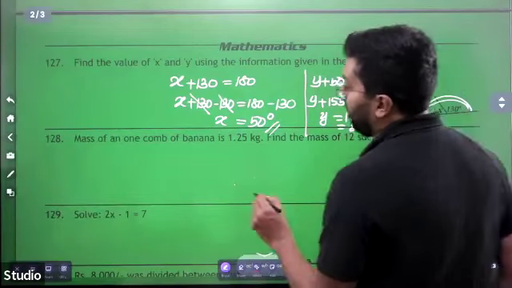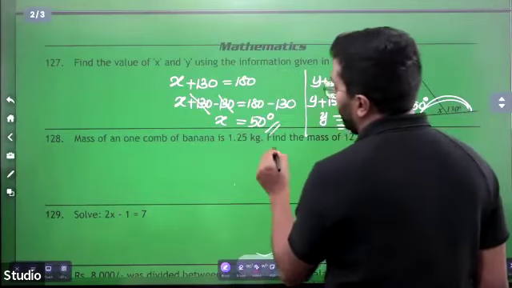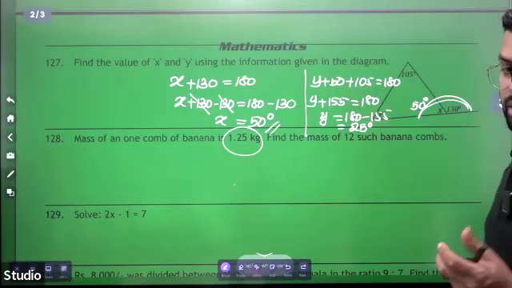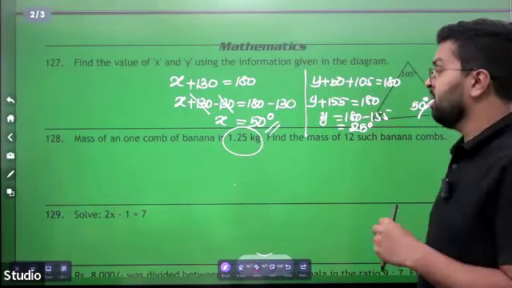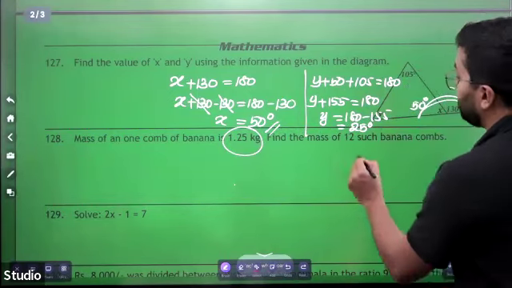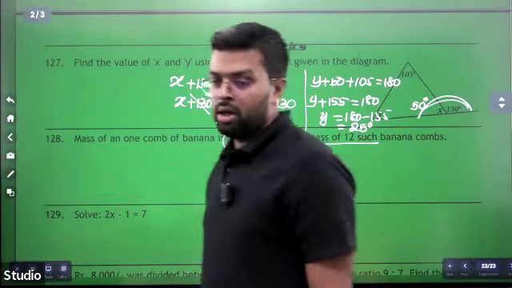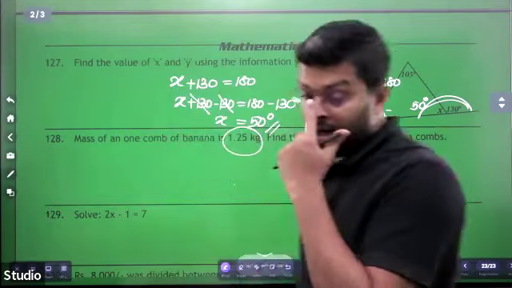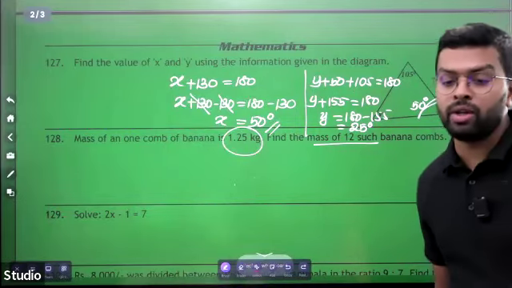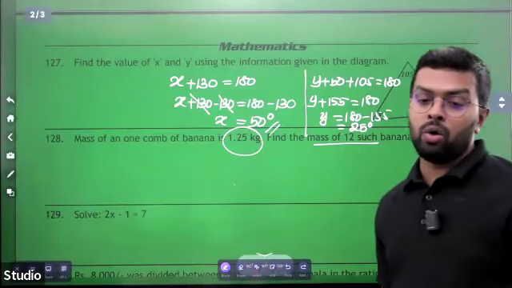The mass of one comb of banana is 1.25 kilograms. The mass is 1.25. Find the mass of 12 such banana combs. It is asking us to multiply 1.25 by 12 in order to get the mass of 12 banana combs.